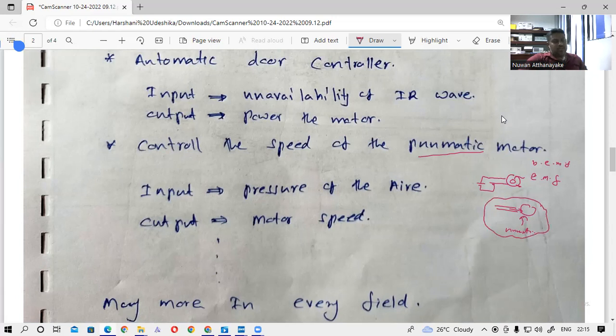I already told you that there are many automated systems. We can use air, or there can be a hydraulic automation system, not only a pneumatic automation system using air. So these pneumatic motors are used in pneumatic automation systems.